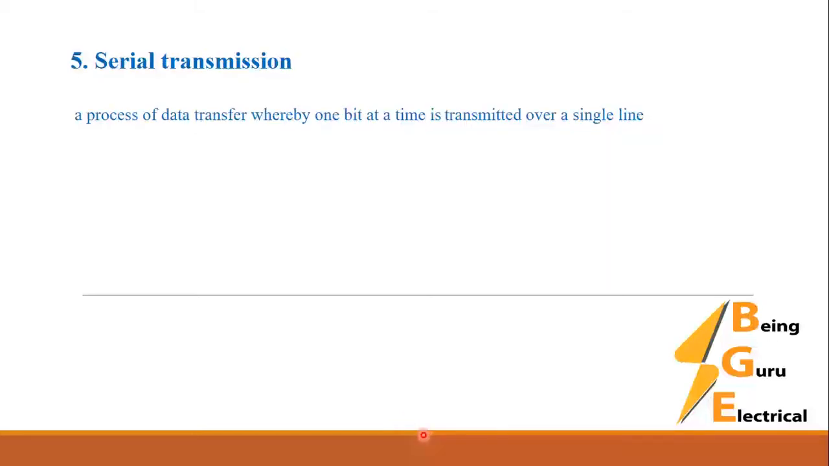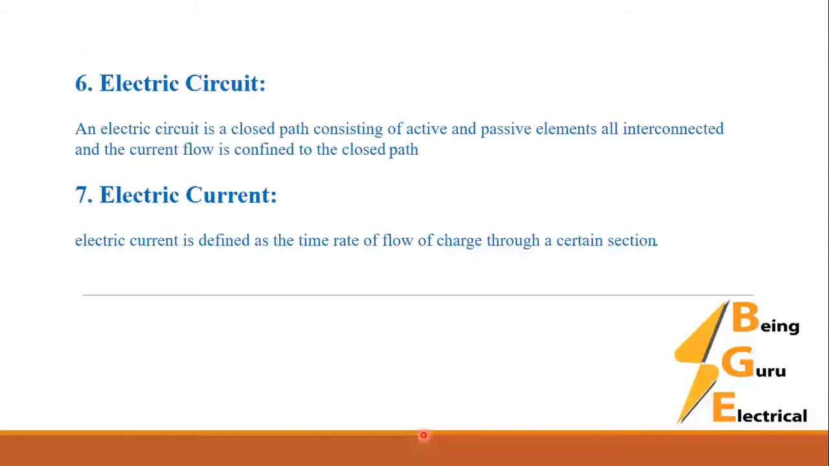Then next we have serial transmission. So what is serial transmission? It is a process of data transfer whereby one bit at a time is transmitted over a single line. Serial transmission is like elements connected in series, so there is only one path to transmit. Then we have the electric circuit.